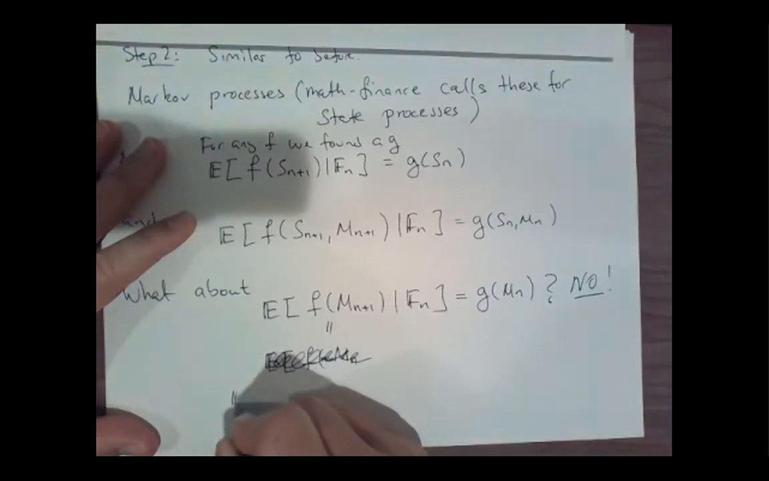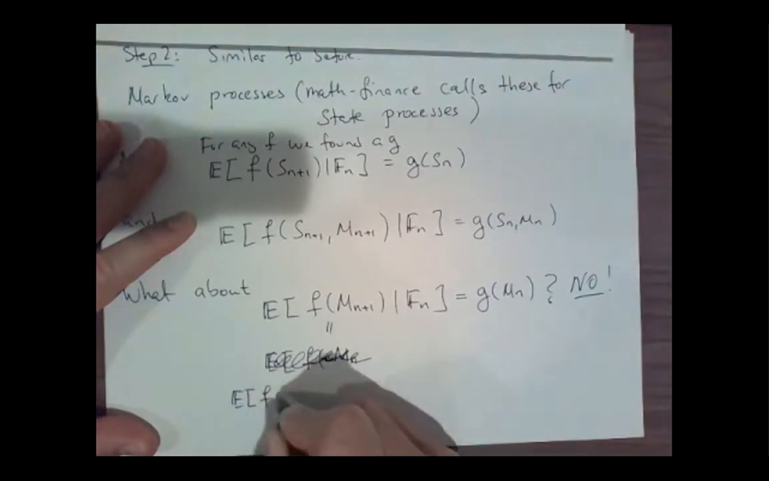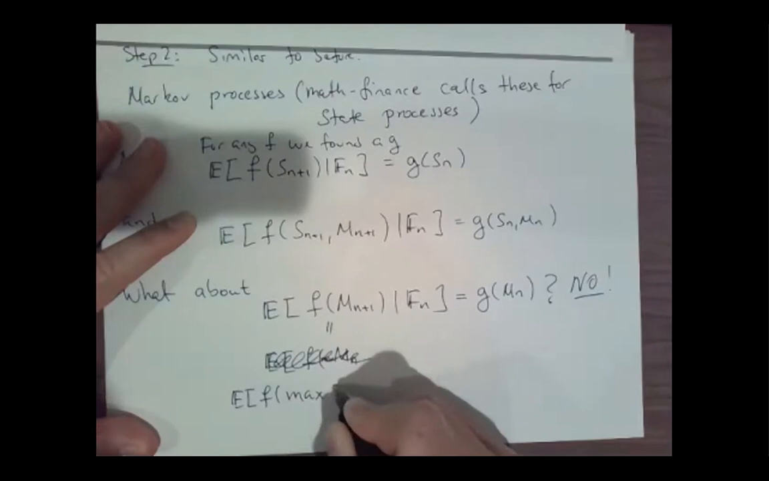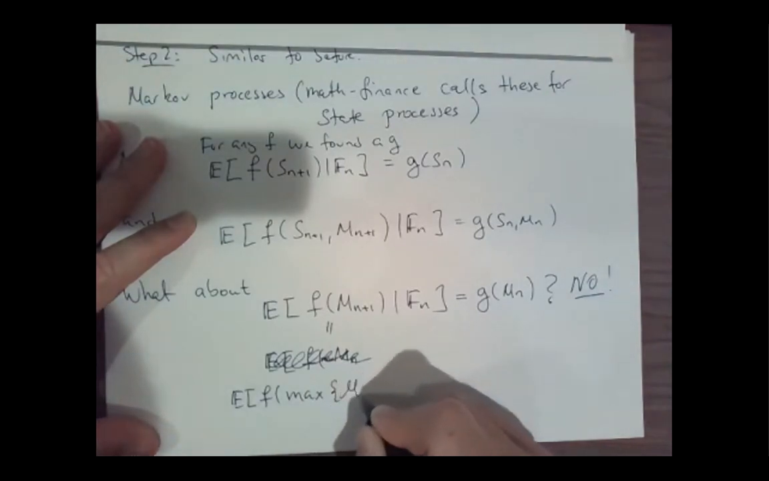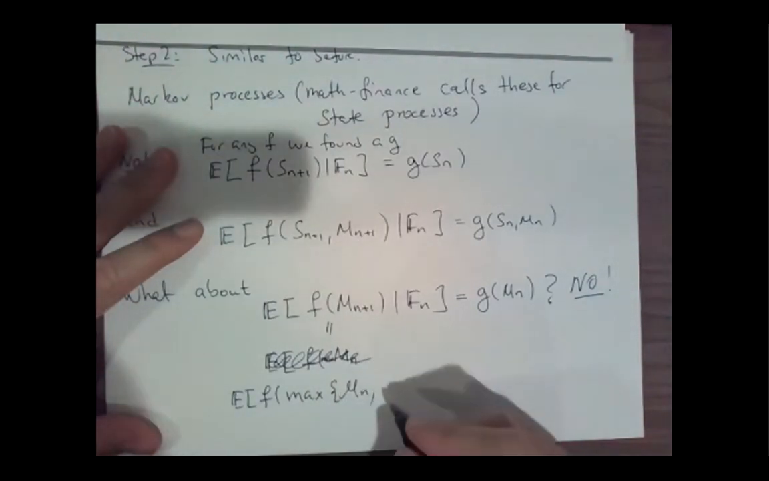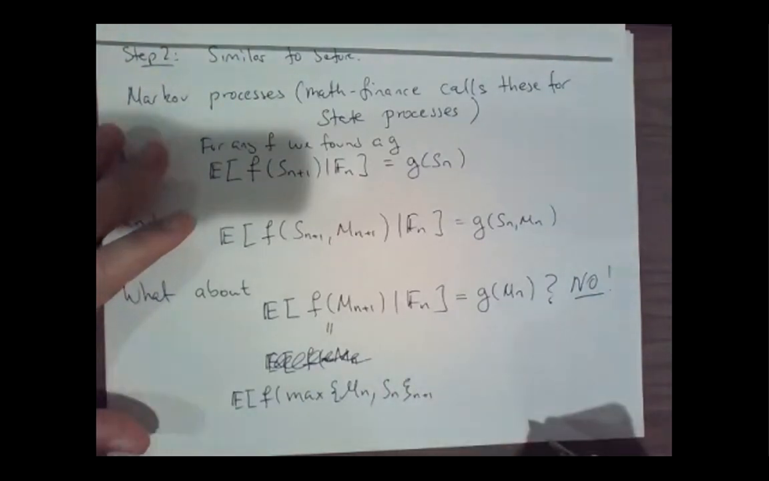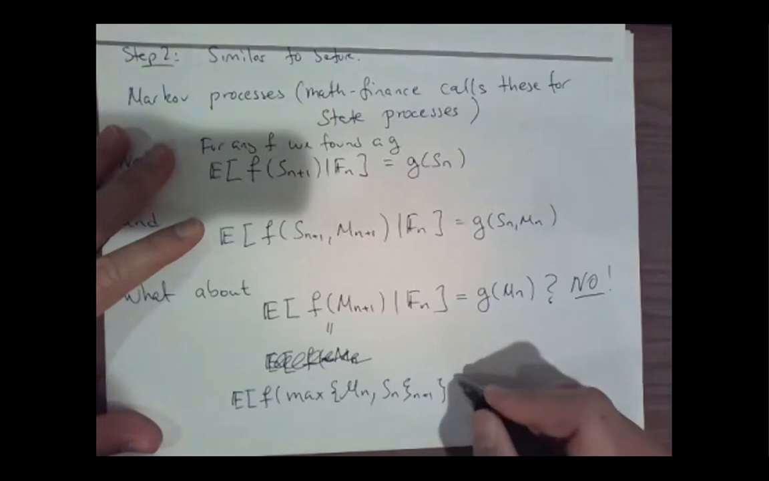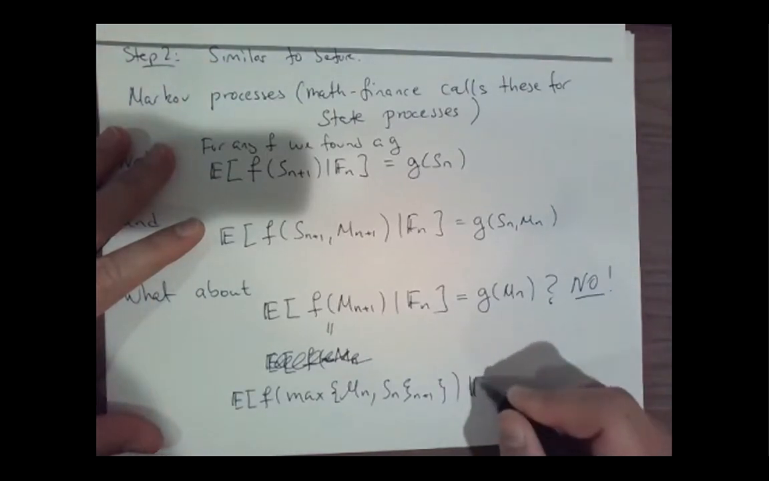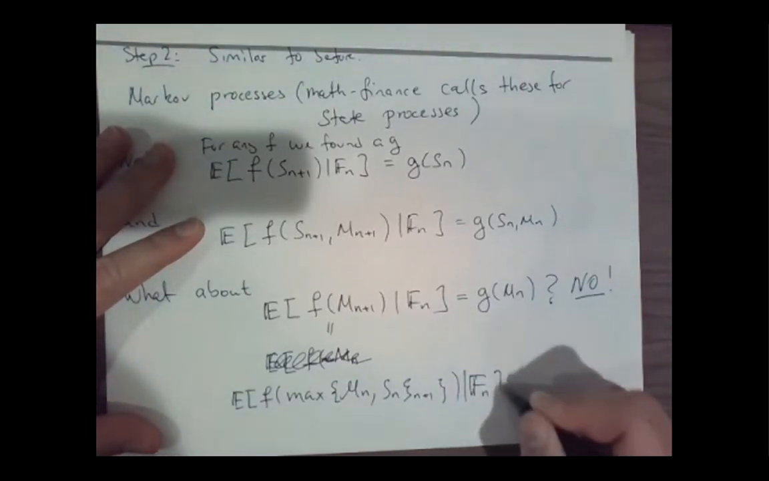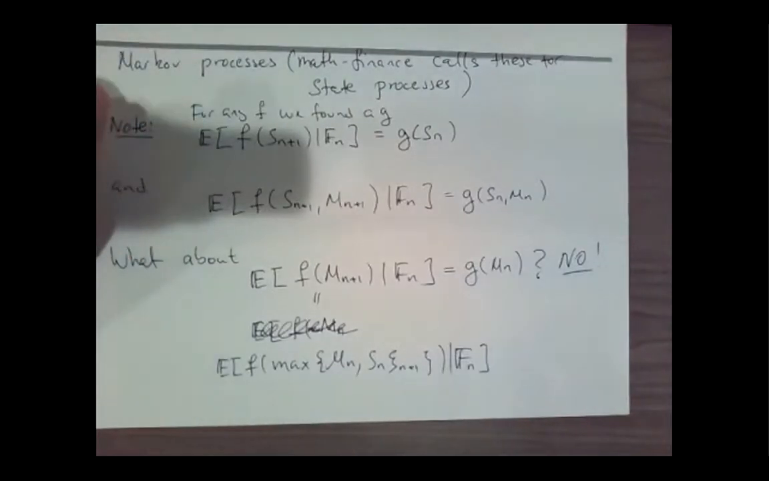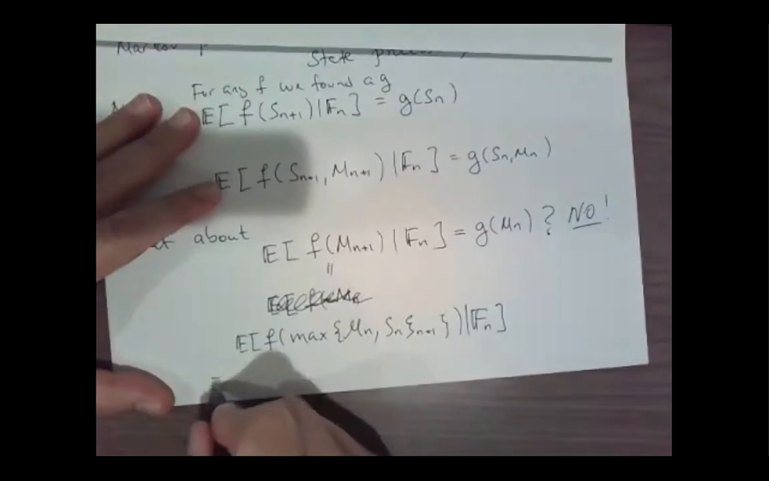Let me try to write this a little bit bigger. E of f, and then I need the max, Mn, and then Sn, my psi n plus 1, as before, given Fn. And then I'll work out what this is.